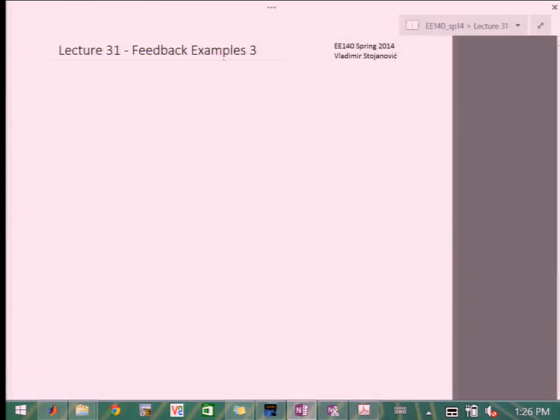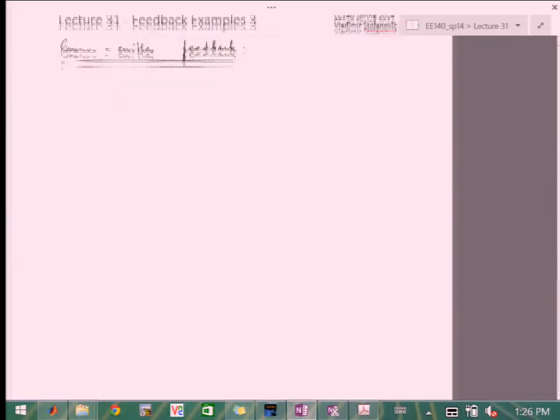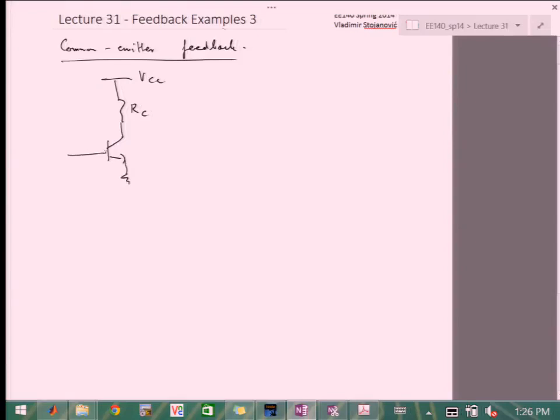Let's do another example that's a little bit different topology. So we're going to do common emitter feedback. Going to have VCC here, RC, and then a bipolar transistor like this. We're going to close the feedback loop from gate to drain. And then here have actually a current source.